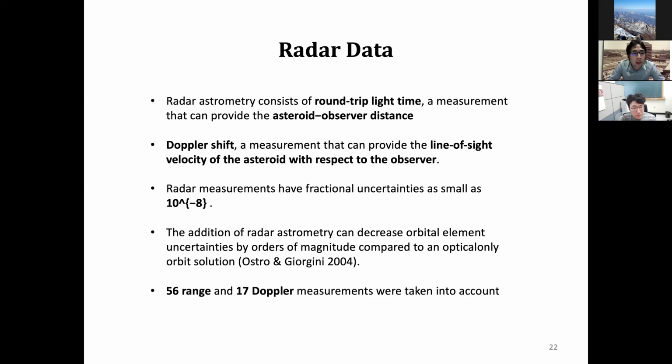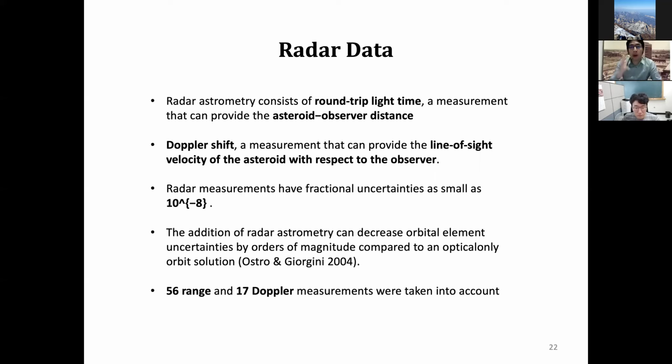Okay, so radar data, as I say, consists of round trip light time, which I will explain, and Doppler shift. Doppler shift we all know what it is, but round trip light time is also very easy to understand. I will show you in the other slides. And the precision is 10 to the minus 8 fractional uncertainty. Fractional uncertainty means that if you measure something like 1 kilometer, then the uncertainty is 10 to the minus 8 times 1 kilometer. So it's very, very precise.